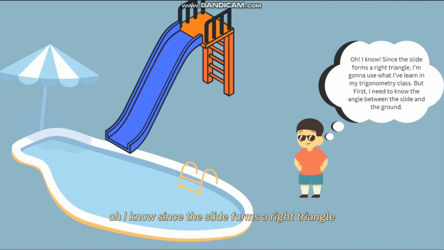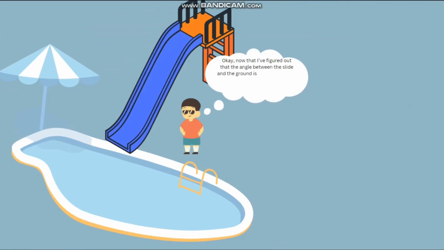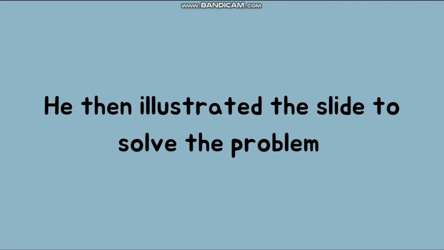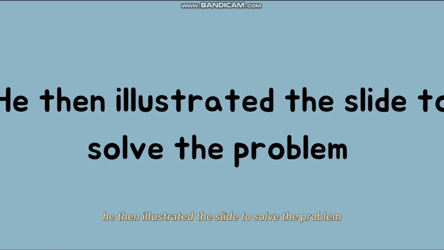"Oh, I know. Since the slide forms a right triangle, I'm gonna use what I've learned in my trigonometry class. But first, I need to know the angle between the slide and the ground." "Okay, now that I figured out that the angle between the slide and the ground is 56 degrees, I can now get the measurement of the slide using trigonometric ratio." He then illustrated the slide to solve the problem.